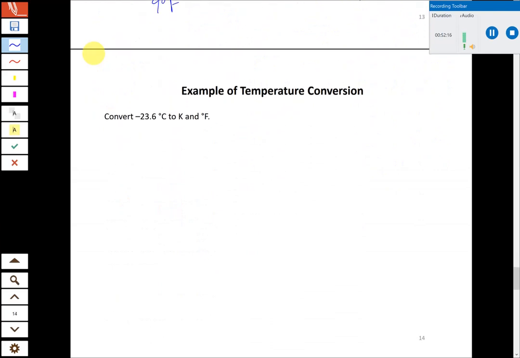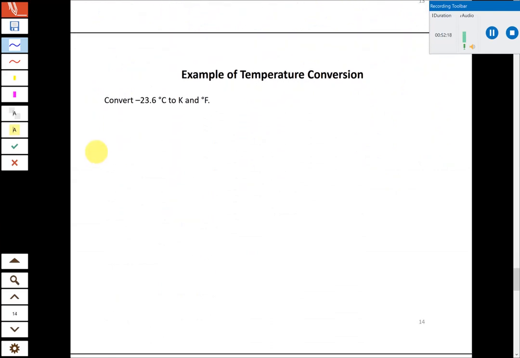All right, so as an example, we have minus 23.6 degrees Celsius, and we want to convert it to Kelvin and Fahrenheit. As I said, converting to Fahrenheit is not a very useful thing to do, but we're just going to do it for the sake of exercise.